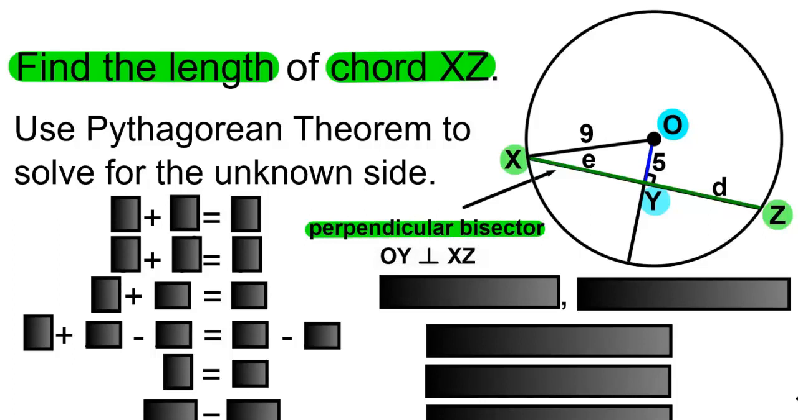So OY is perpendicular to XZ. And perpendicular means they intersect at a 90 degree angle. So this would also be a 90 degree angle. Triangle YOX is a right angle triangle. And if we know two sides on a right angle triangle, we can solve for the unknown side. So use Pythagorean theorem to solve for the unknown side.